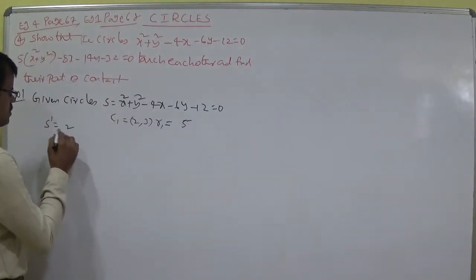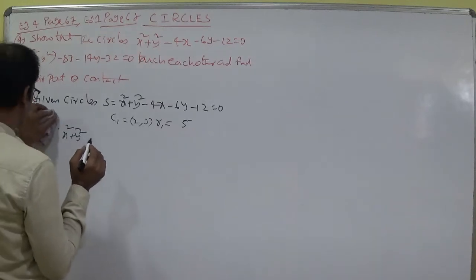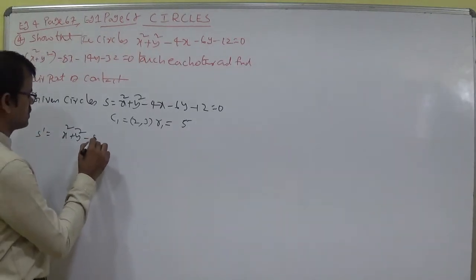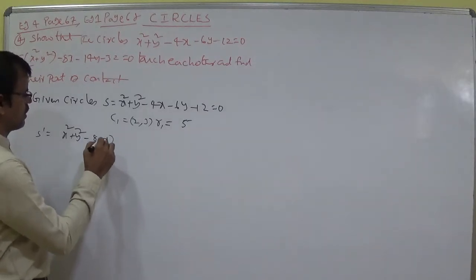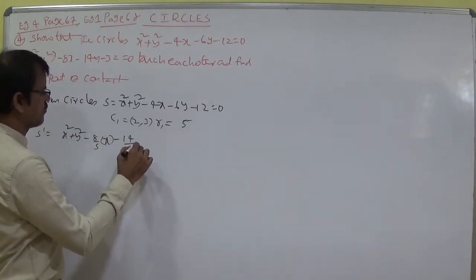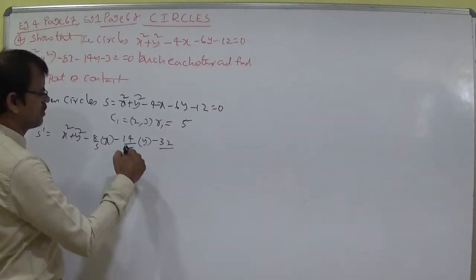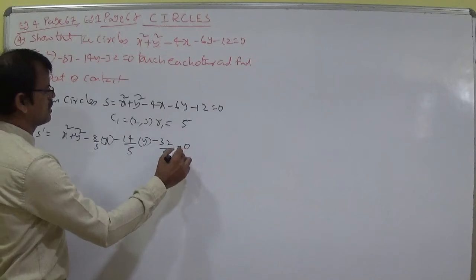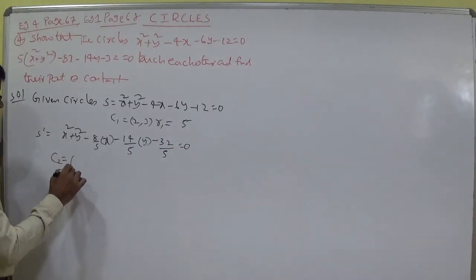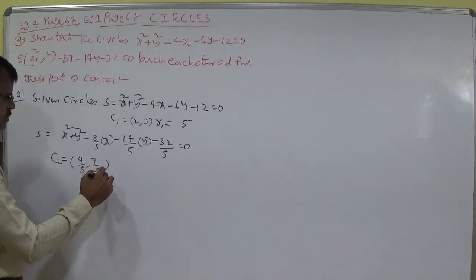Next S dash equal to x square plus y square minus 8 by 5 into x minus 14 by 5 into y minus 32 by 5 is equal to 0. We should divide with the 5; it is called standardization. Now C2 I am writing. C2 you can write as 4 by 5 comma 7 by 5.